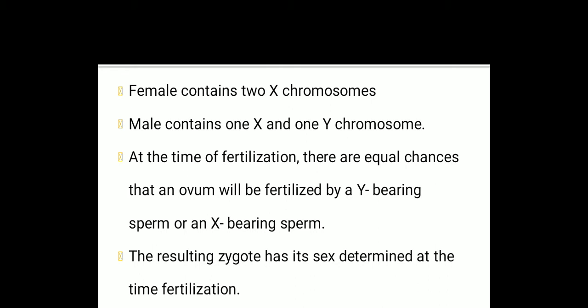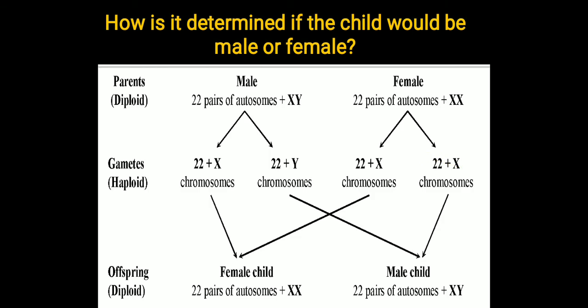If the Y chromosome goes, what happens? The male progeny develops. If the X from the male goes, the female progeny develops. Next, how is it determined whether the child will be male or female? That is a very important one. How can we determine the sex of the individual?